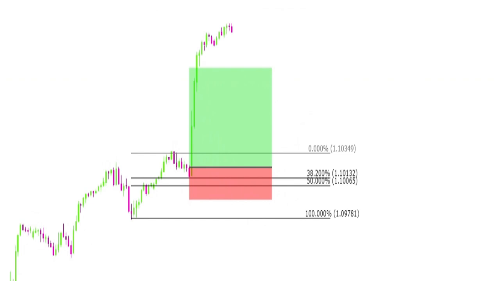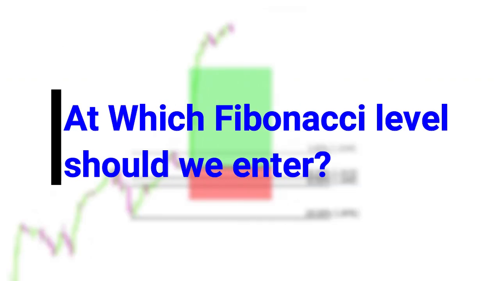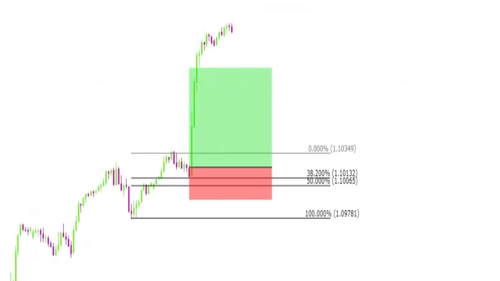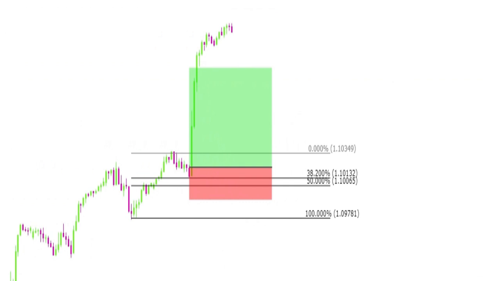Now a question might arise in your mind: at which Fibonacci level should we enter in order to make a profitable trade? To answer this question, we would learn about the premium and discount zone in the market. Let us learn this with an example.